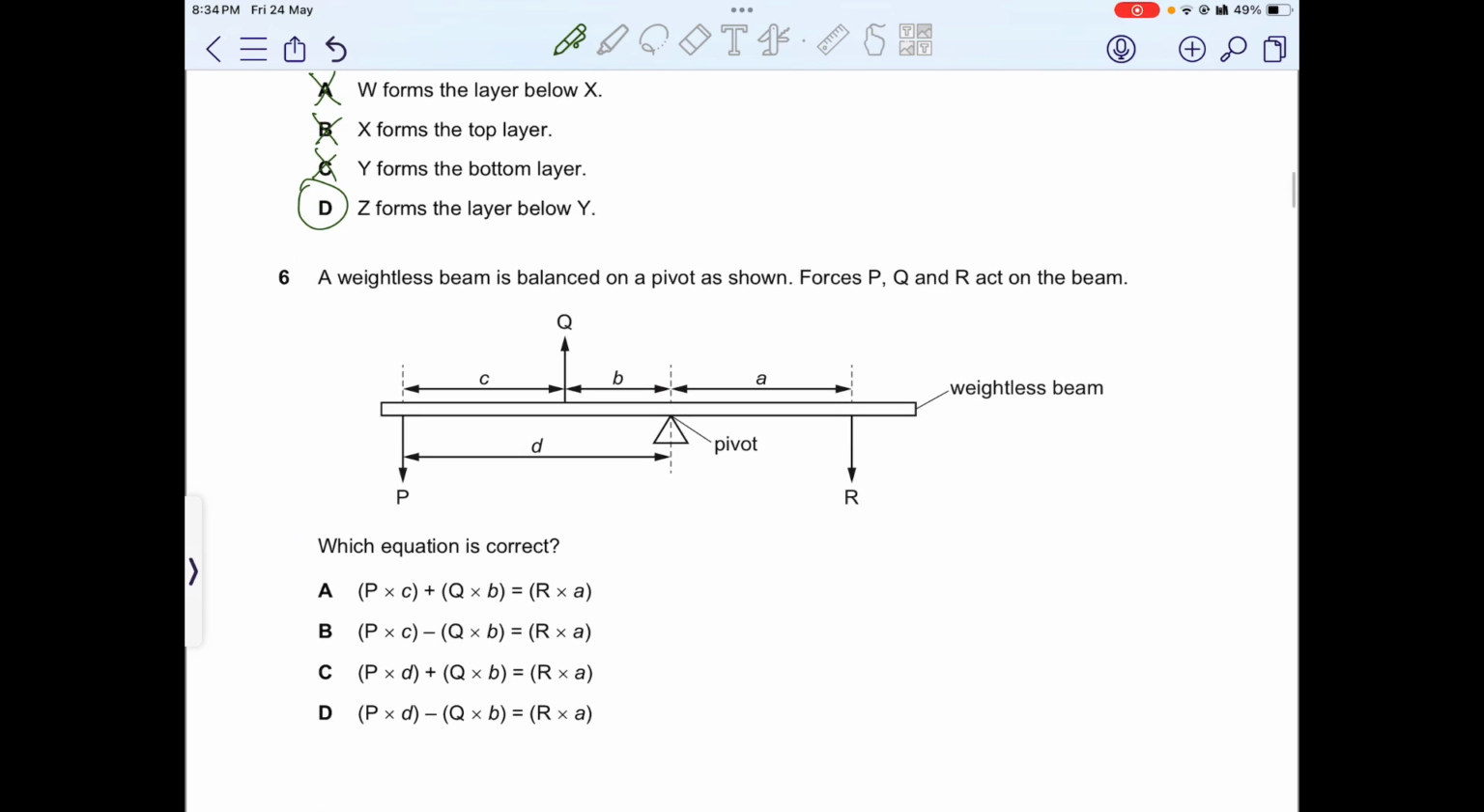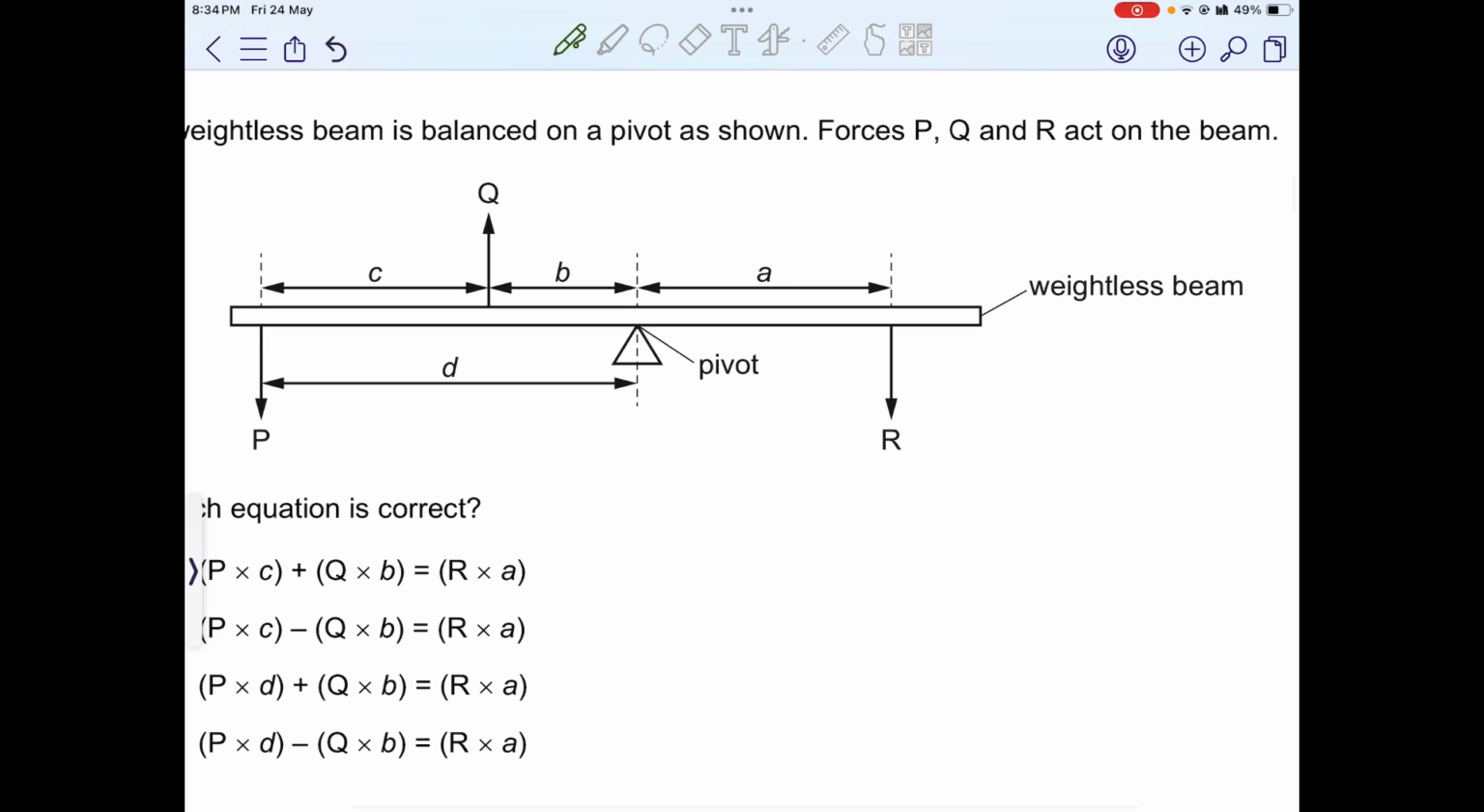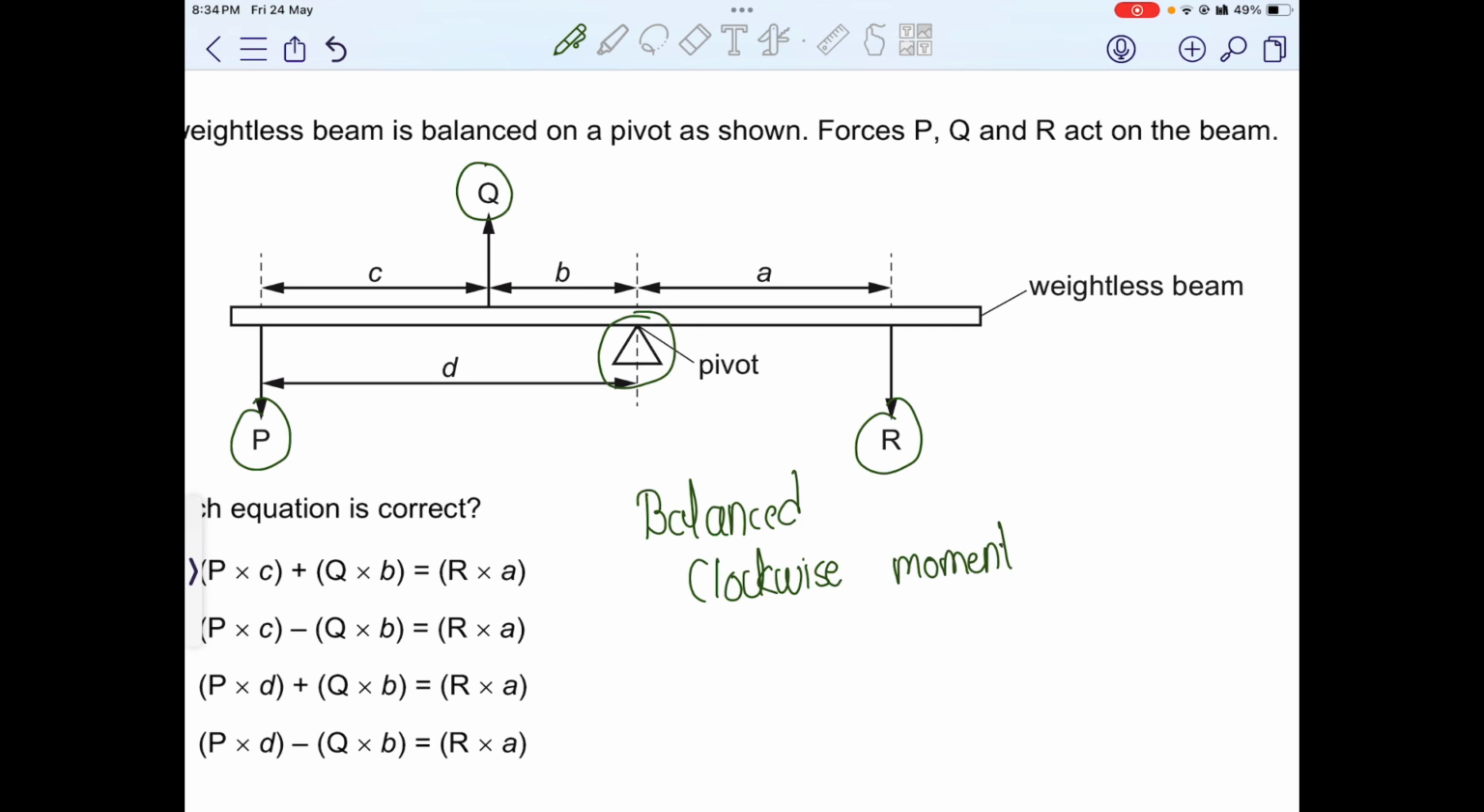A weightless beam is placed on a pivot as shown. Forces P, Q and R act on the beam, and it's balanced. Which equation is correct? For this, we need to use the concept of moments. You have a pivot here, and you have Q force, P force, and R force. If something is balanced, then the clockwise moment should be equal to the anti-clockwise moment.